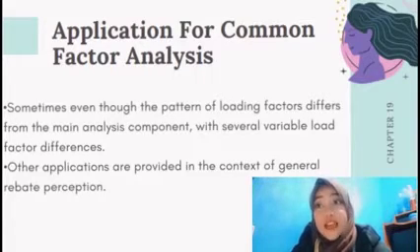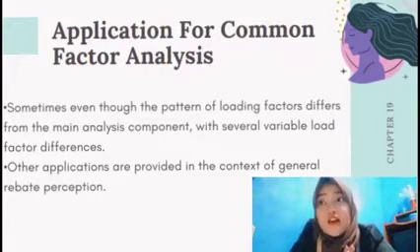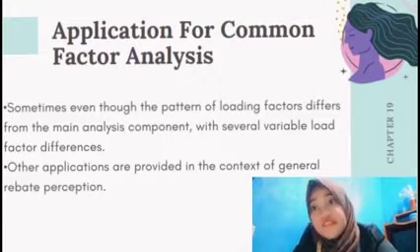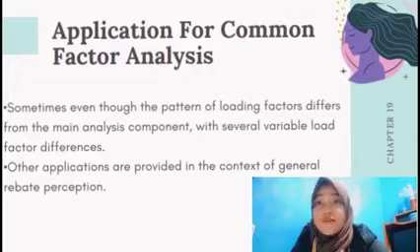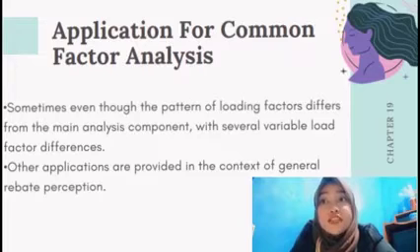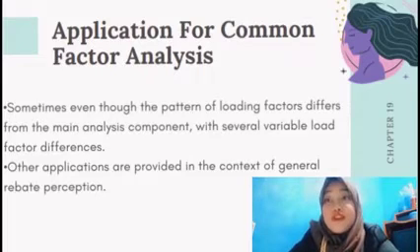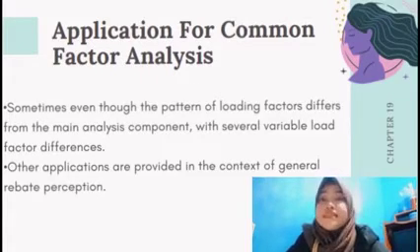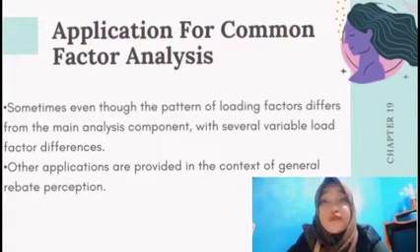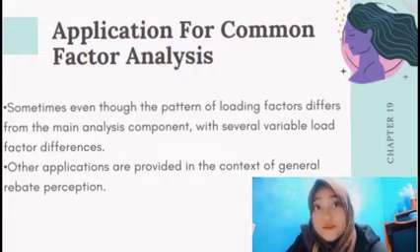The matrix value criteria define two values to be matrix A. Two more factors are extracted. The variance after extraction from a factor is very different from the initial eigenvalue. A value, if not rotated from the matrix vector, will be different, even though the coefficient of the pattern applied is the same. Sometimes, even though the pattern of the loading variables is different from the vector, matrix vector rotation has the same pattern. Sometimes, even though the pattern of loading factors for general factor analysis differs from the main component analysis, with several variable load factor differences, other applications are provided in the context of general variable perception.